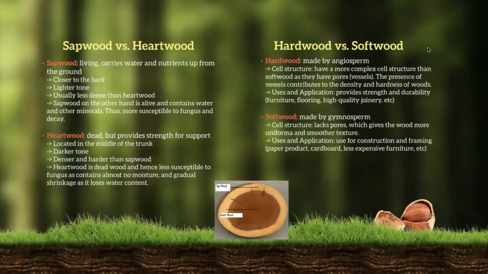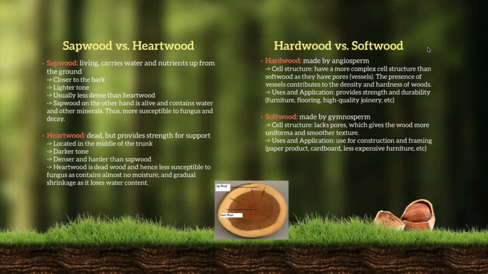About hardwood and softwood. Hardwood is made by angiosperms. Hardwood has a more complex cell structure than softwood, as it has vessels. The presence of vessels contributes to the density and hardness of the wood. Because hardwood provides strength and durability, it is usually used for furniture, flooring, and high-quality joinery.